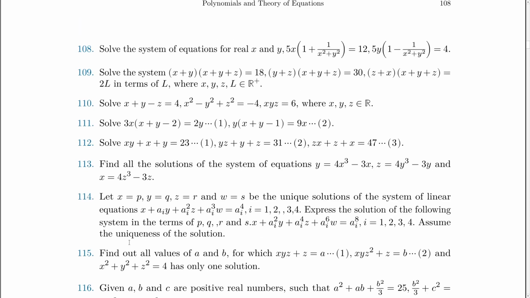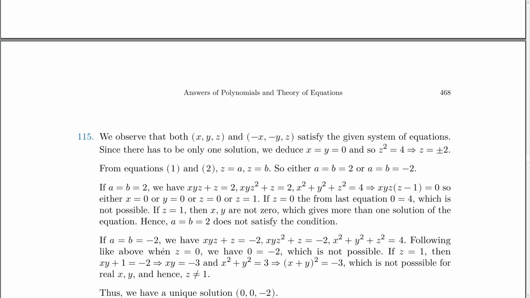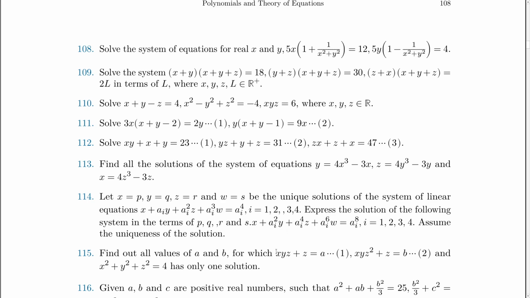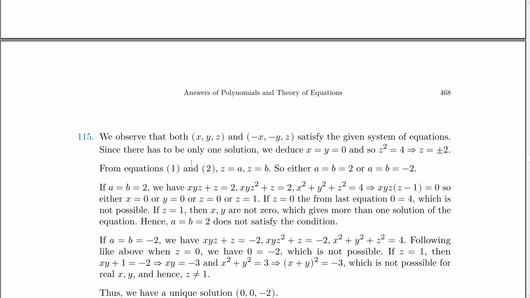Question 115 says that find out all values of a and b for which xyz plus z is equal to a, xyz square plus z is equal to b, and x square plus y square plus z square is equal to 4 has only one solution. So what we observe in this case is that x, y, z and minus x, minus y, z satisfy the given system of equations. So if you put minus x, minus y, this sign will not change, this sign will not change, neither the sign of this will change. So just from observation we have that.